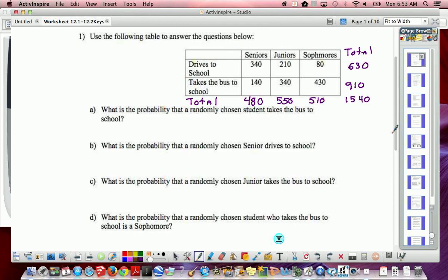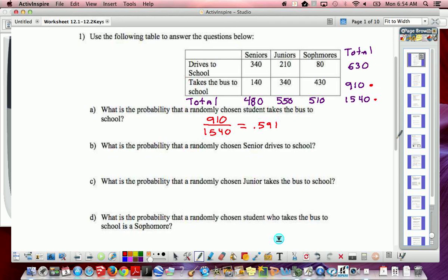So, first question here says, what's the probability that a randomly chosen student takes the bus to school? So I can just take a look here. Takes the bus to school, it's a randomly chosen student. So that's the 910 students out of the total, since we're talking all students, 1540. If you put that as a decimal on your calculator, you get about 0.591.